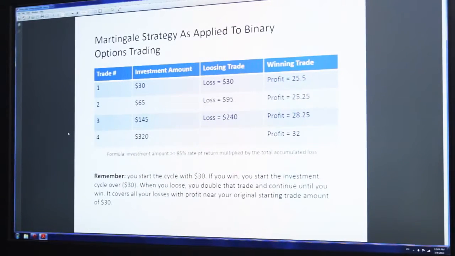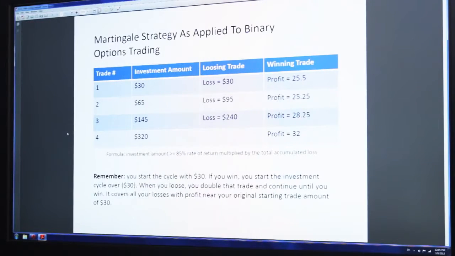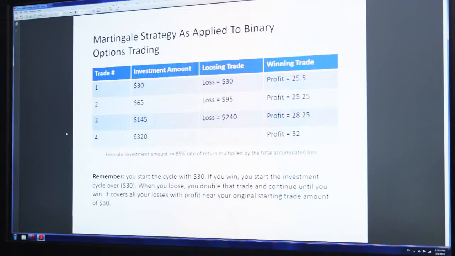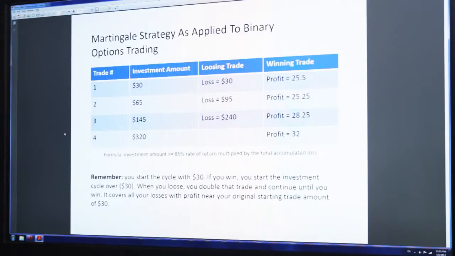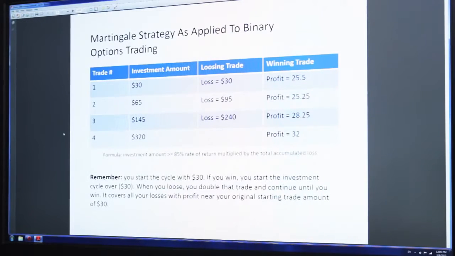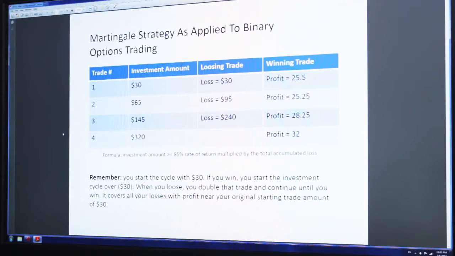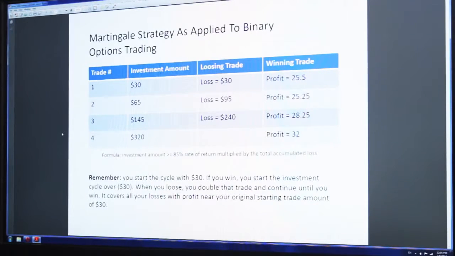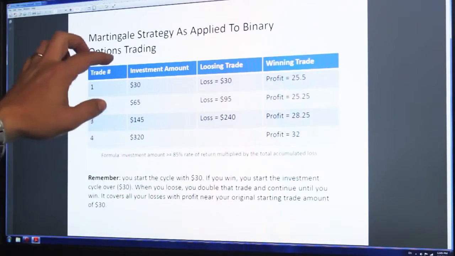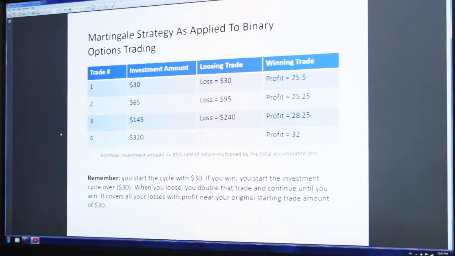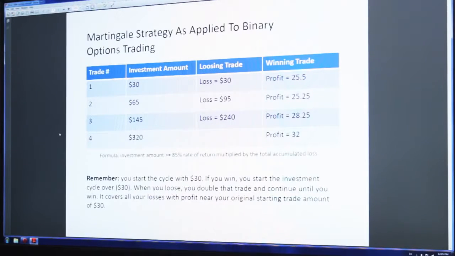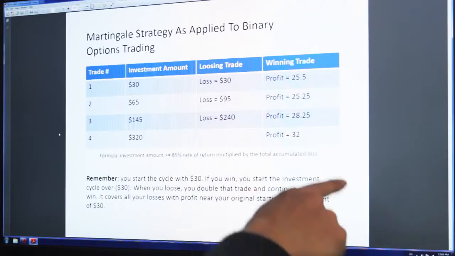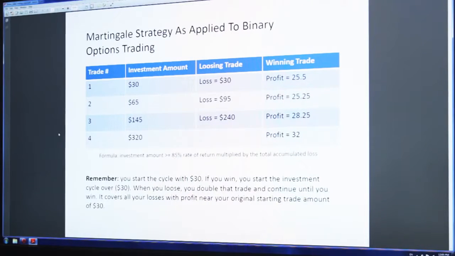If, and I mean if, in the highly unlikely event we lose again, we would need to double one more time to $320. If we win, or when we win, we get 320 times 85%, which equals $32 in profit, because it covered all of our previous losses of $145, $65, and $30. We ended up with a profit of roughly $32, which is a little more than our initial amount. So you can see that it's quite feasible.